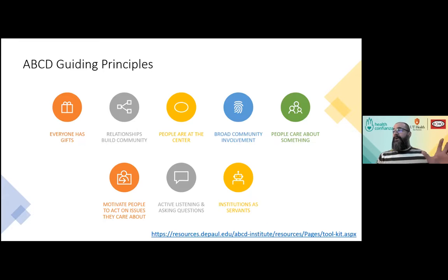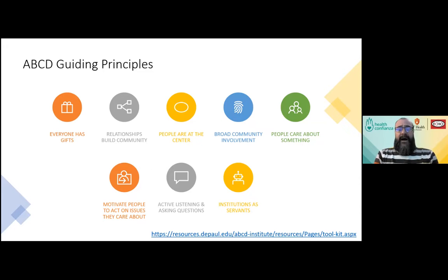And so there's a number of guiding principles behind asset-based community development, which are listed here on this slide, starting with everyone has gifts. We all know how to do something. We all are passionate about things. And part of our responsibility in community health promotion and engagement is to unlock those gifts and help people use those gifts to address things that are either barriers or enablers to health.